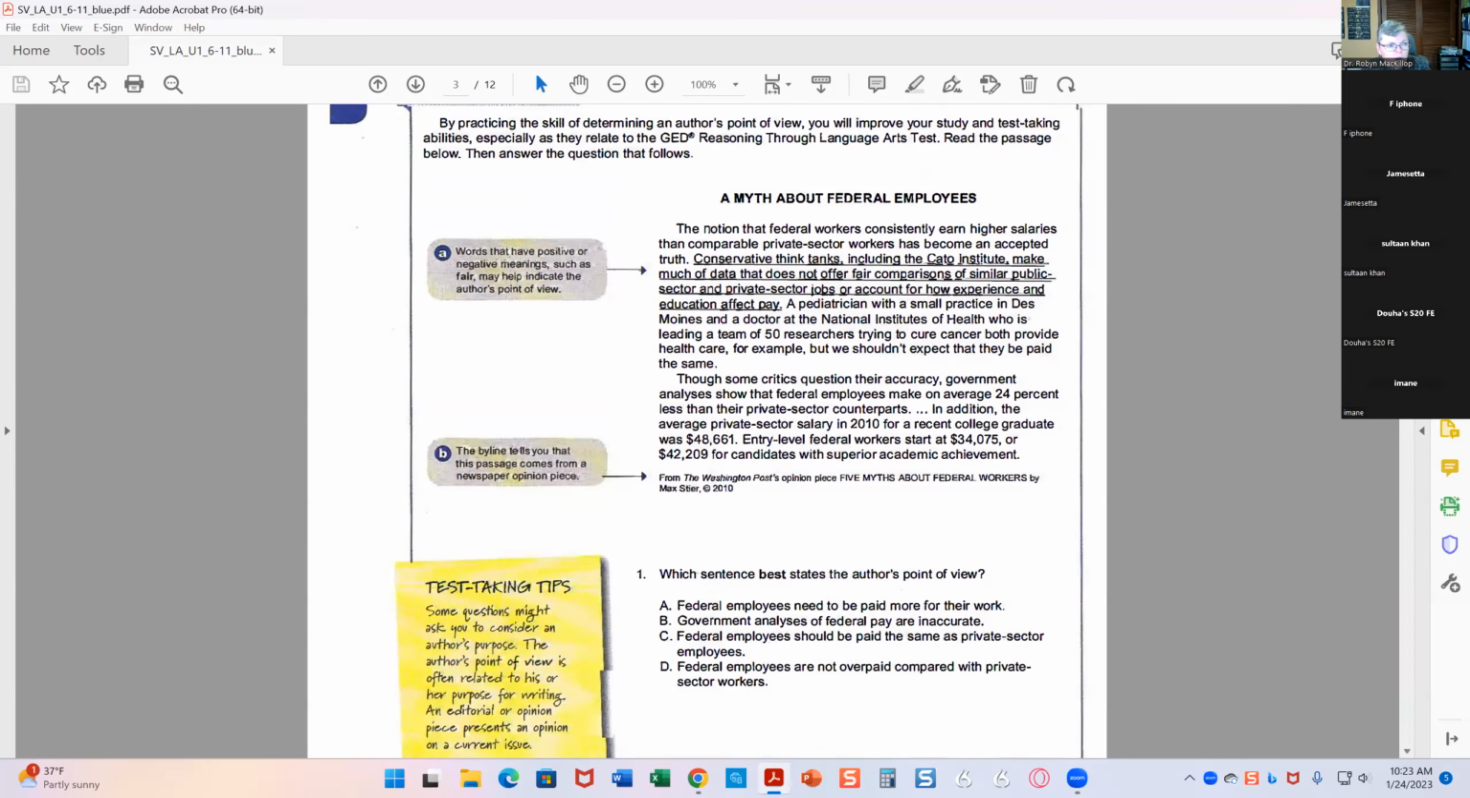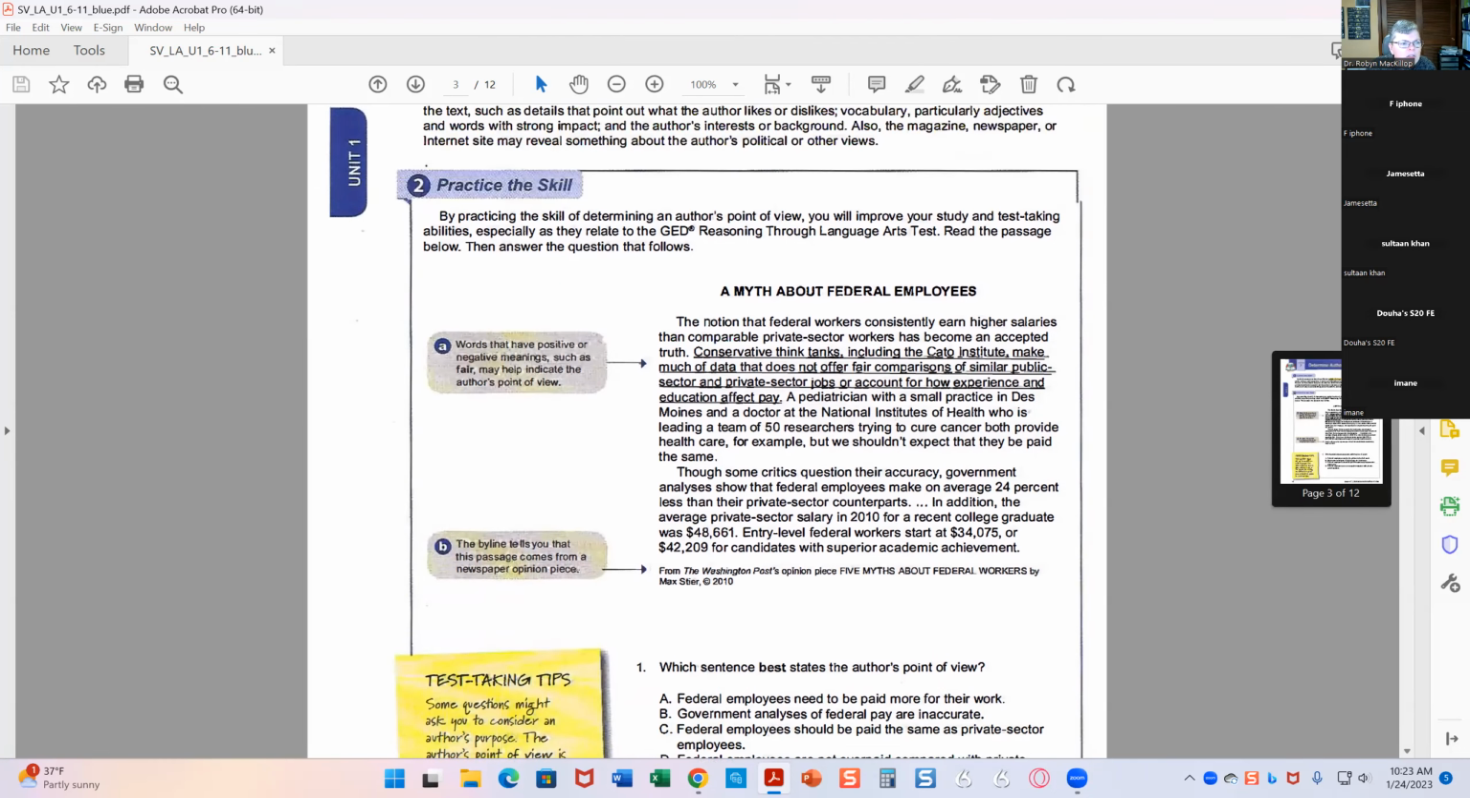All right, let's do a myth about federal employees. I like these nice short ones. They're just easier to deal with. I have a question, Miss Robyn. Oh, yes. How to learn how to guess the questions when they are confusing like this, multiple choice.